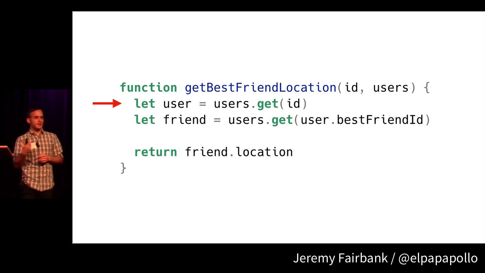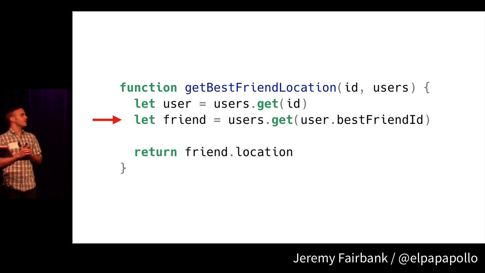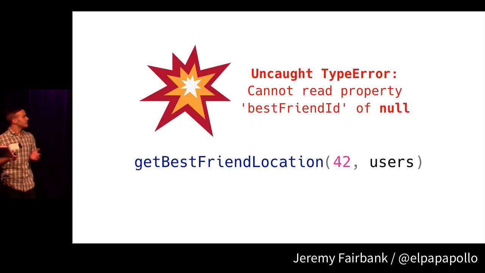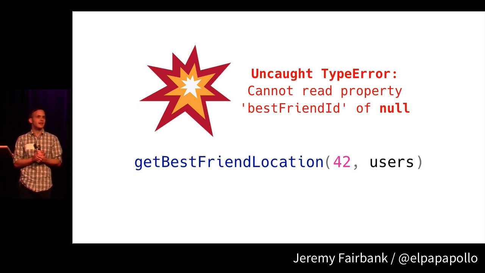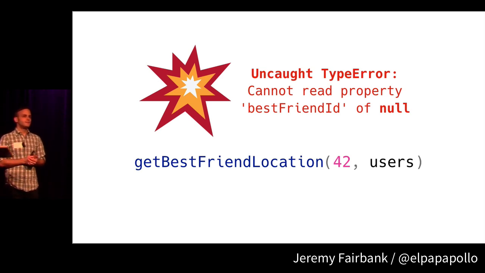So I'm going to first look up the user by ID. Once I have that user, I'm going to look up that user's best friend by calling users.get with the user's bestFriendID. And then finally, I'm going to return this friend's location. So this seems all well and good. But then in production, I run into this issue. Uncaught TypeError: cannot read property bestFriendID of null.